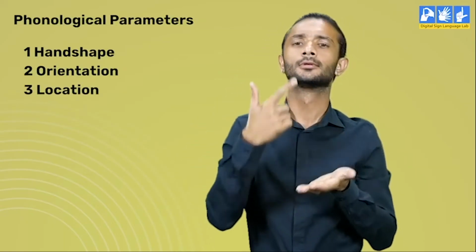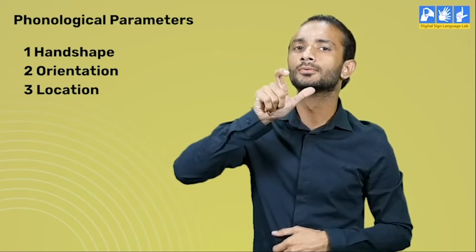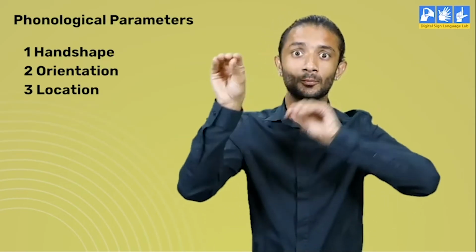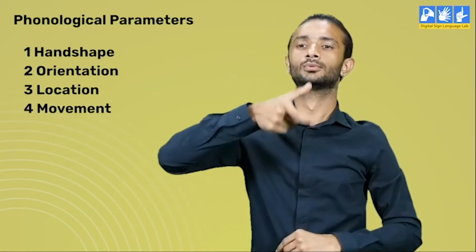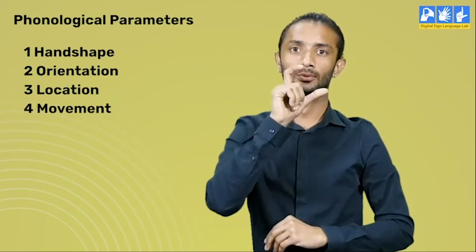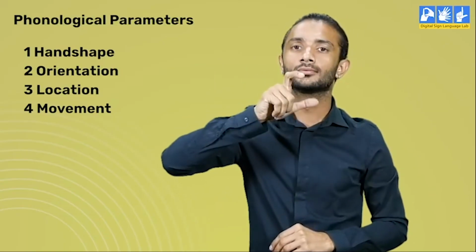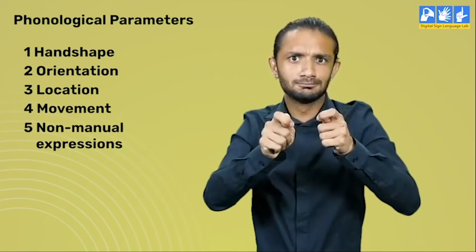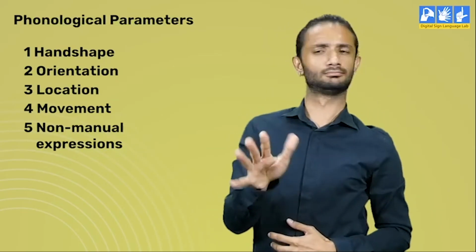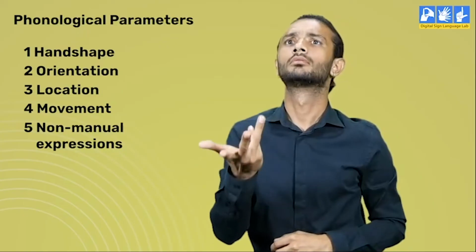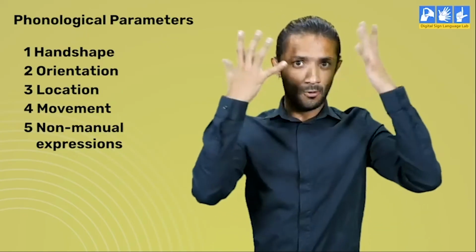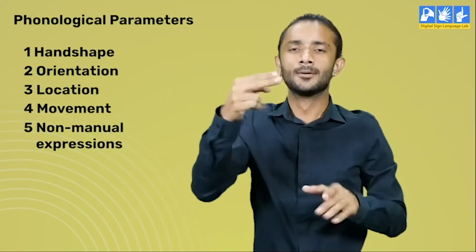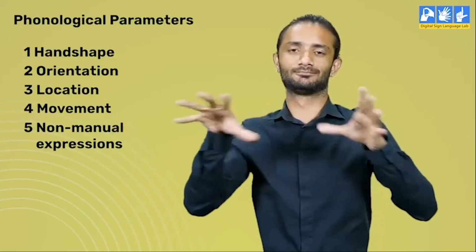The third parameter is location, which refers to where the sign is located. For example, coffee and college have different locations. The fourth parameter is movement, which refers to the movement of the sign, such as coffee and college. The fifth is facial expressions. If it changes, then its meaning also changes. For example, no, what. When all parameters are combined together, they make a meaningful sign. These 5 parameters are called phonological parameters.